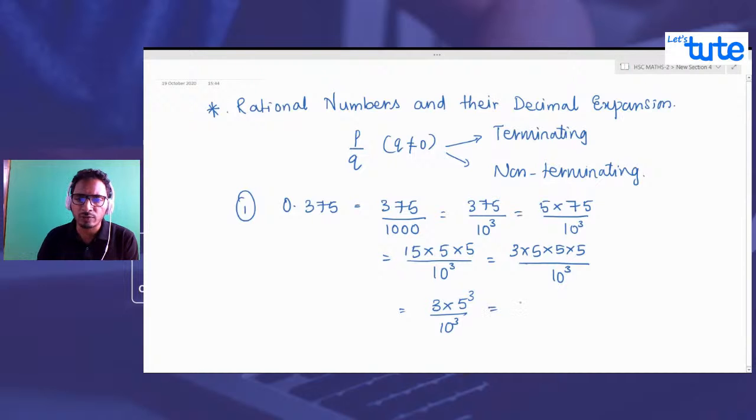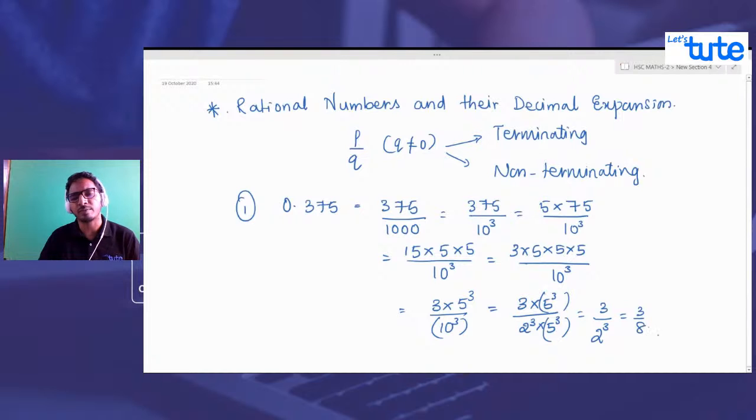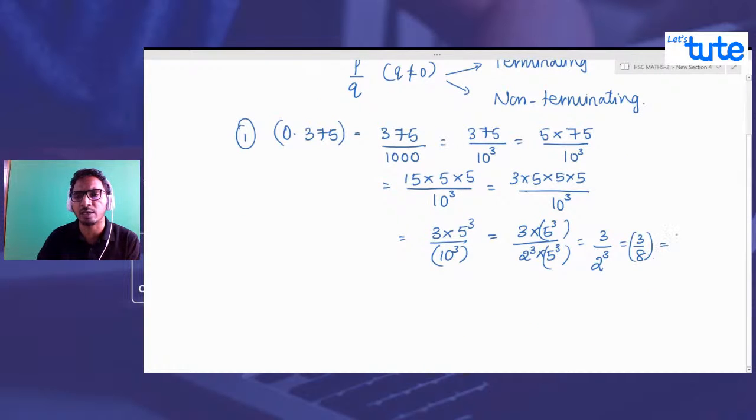Finally, I can write 10 cubed as 2 cubed multiplied by 5 cubed. When we cancel this 5 cubed, what remains is 3 by 2 cubed, that is 3 by 8. So we got to know that this 0.375 can be written as 3 by 8. Now this 3 by 8 is our P by Q. It is a rational number.